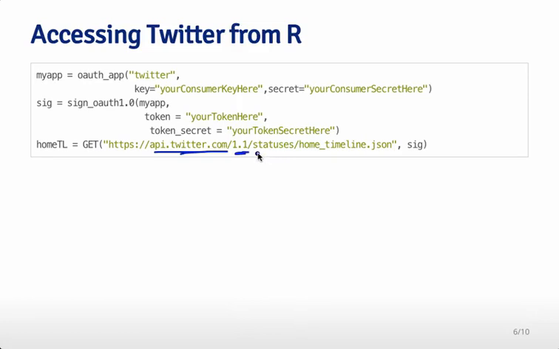Then I pass it some more components which correspond to which data I'd like to get out. So in this case, I'd like to get the statuses on my home timeline, and I'm going to get it out as a JSON file, which is currently the only kind of data supported by Twitter.